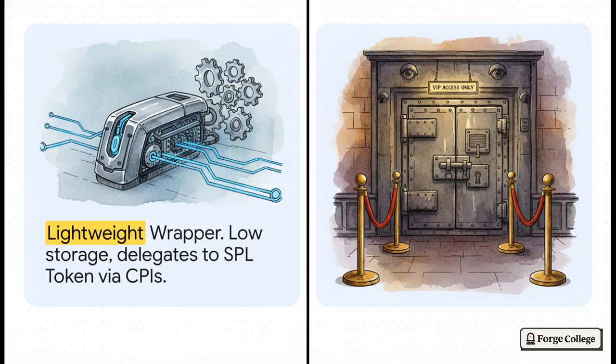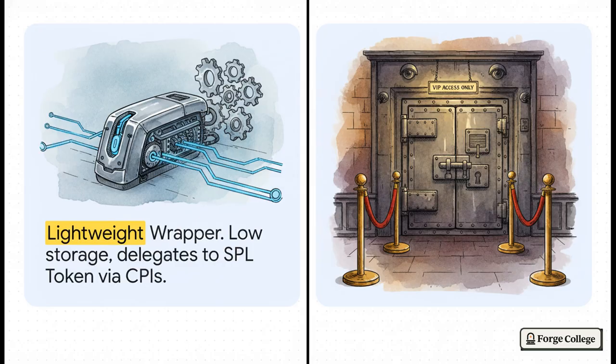Look at the left side of our blueprint here. We've got the lightweight wrapper pattern. You can think of this as a lean, mean, rent-exempt machine. It uses super minimal storage, holding just a tiny descriptor, and, this is key, it delegates all the heavy lifting, like tracking balances and supplies, over to the standard SPL Token program using cross-program invocations, or CPIs. It's basically perfect for something like an NFT marketplace handling hundreds of simple collections.